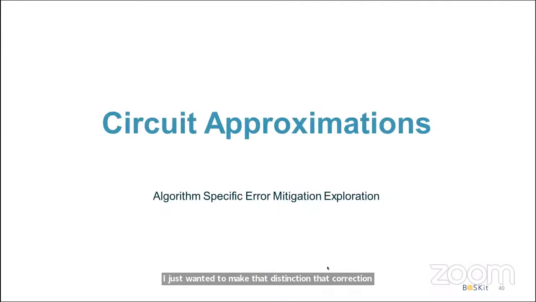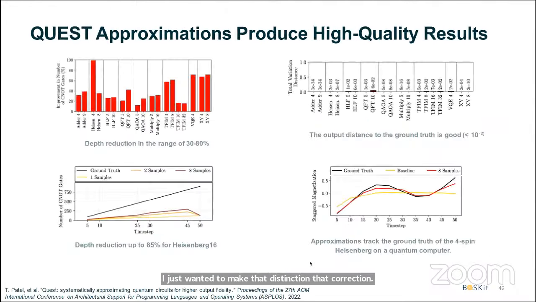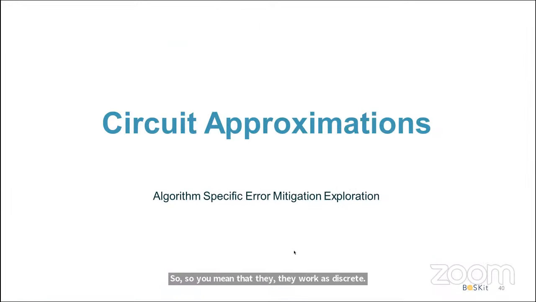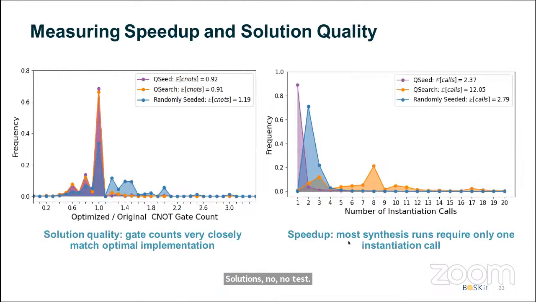So sorry to interrupt. You mean that in quantum computation, when you have distributed qubits, there isn't communication between the distributed qubits, like in the classical computer, like MPI? So you mean that they work as discrete solutions, not as shared problem solving?